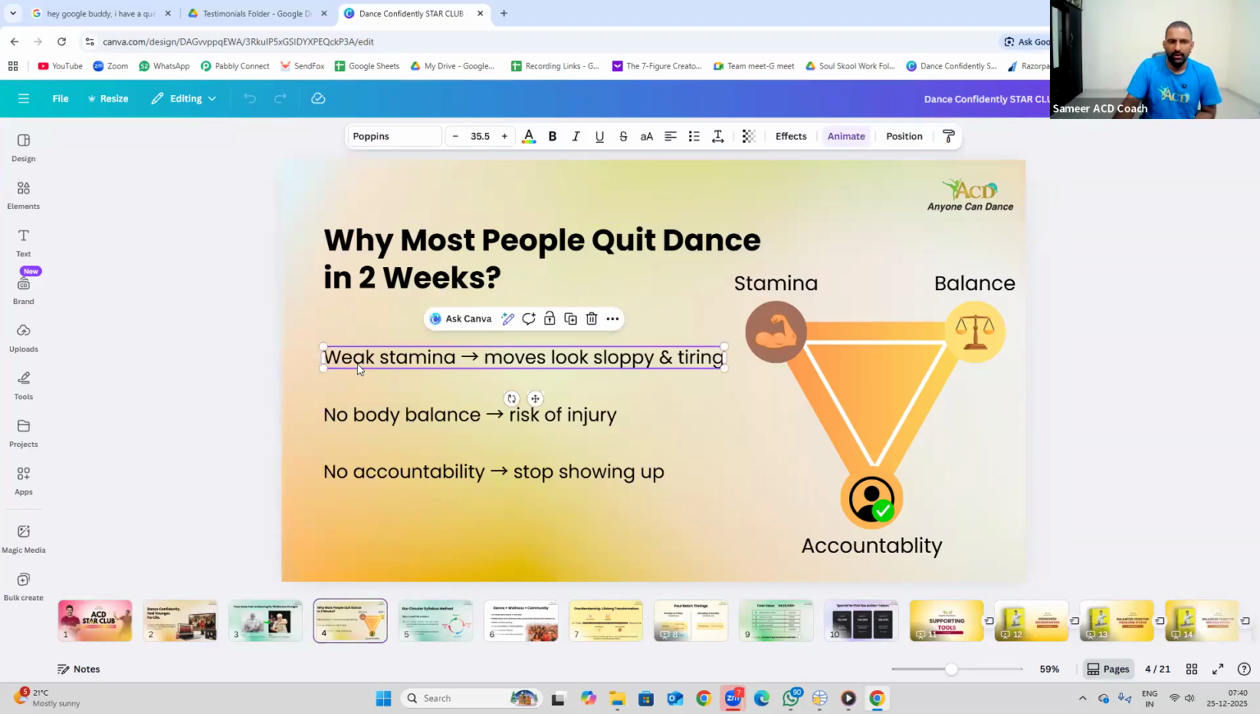Weak stamina. If people have less stamina, they cannot continue their dance classes. They will get so tired, and by seeing them, the family member support will also come down, and eventually you will not continue. If there is no body balance, there is more risk of injury, so your pain will be more over time, and you will discontinue the classes.